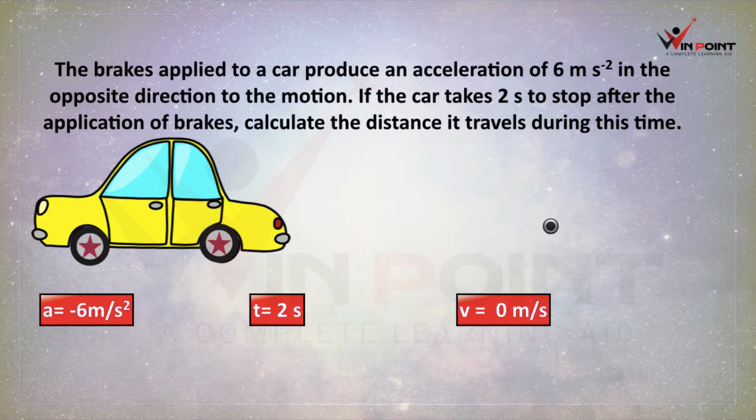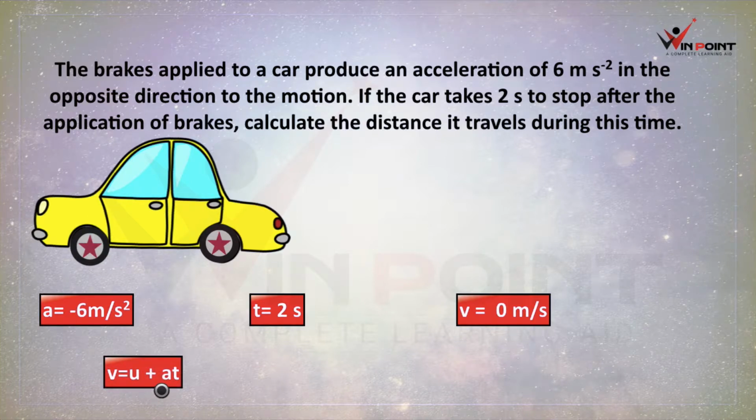We have two equations to find the distance. One is S equal to ut plus half at square. Second one is V square is equal to U square plus 2as. In both equations, we need to find U. We don't know the value of U. So first we can find the value of U. Which equation can we use? We can use this equation, V is equal to U plus AT.